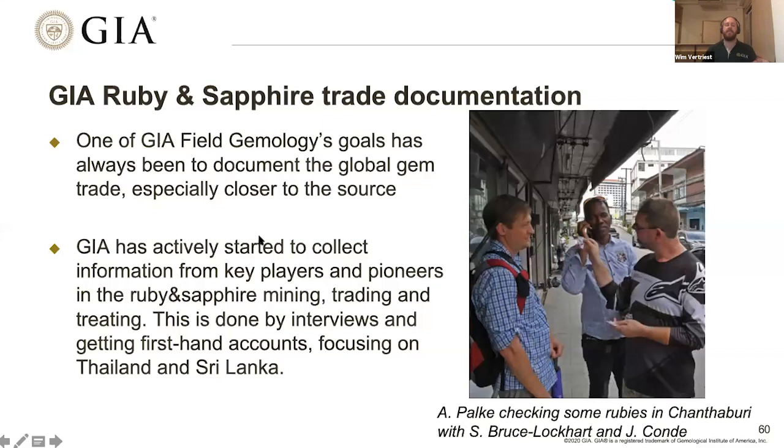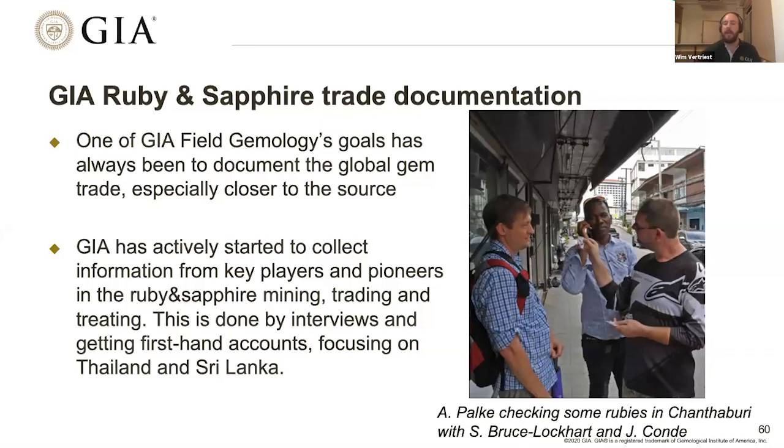So we've been doing that since the start of GIA's field gemology department. But in the last two and a half years, we've really augmented that effort, really stepped up our game, and really reached out to a lot of key players and pioneers in ruby and sapphire, both mining, trading, and treating. Because as I mentioned, a lot of these very exciting developments happened in the last 40 years. So the people who pioneered all these techniques, all these treatments, and who really saw that growth firsthand, they're all still with us, but they're all phasing out of the business. So now is an opportune time to talk to them, to interview them, to collect video interviews.